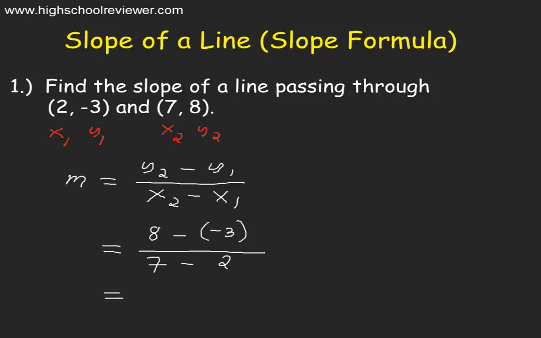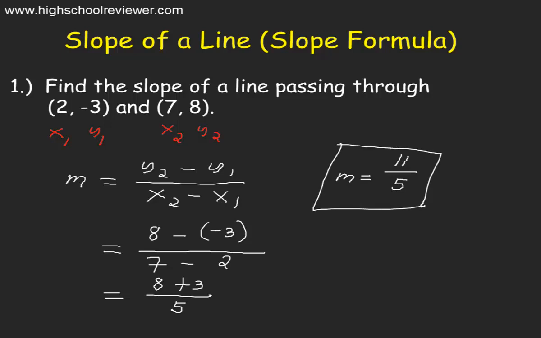So this will be 8, negative and negative will become positive, and 7 minus 2 is 5. So our slope now, which is m, will be equal to 8 plus 3 is 11 divided by 5. So the answer for number 1 for our slope is positive 11 all over 5.